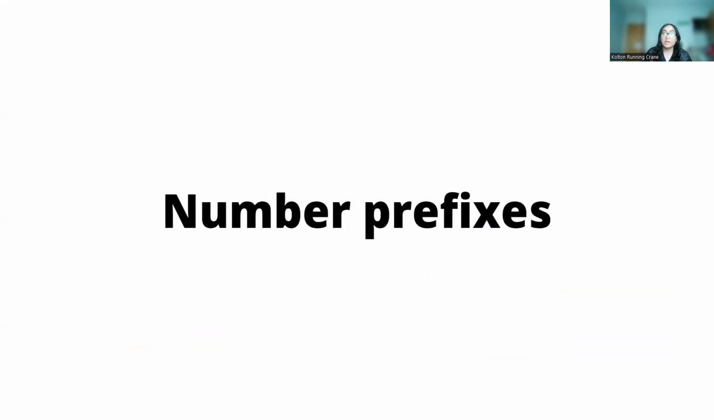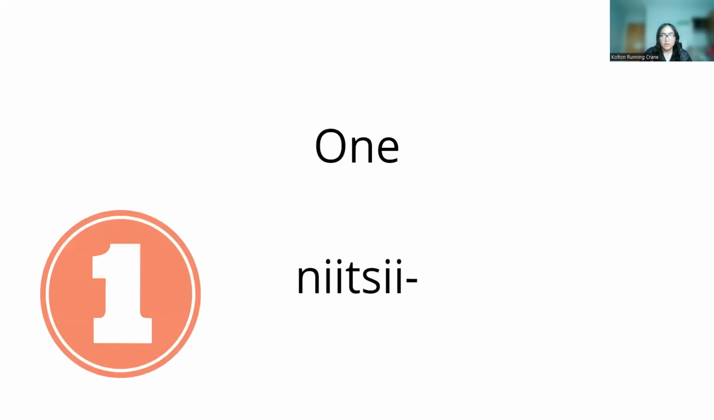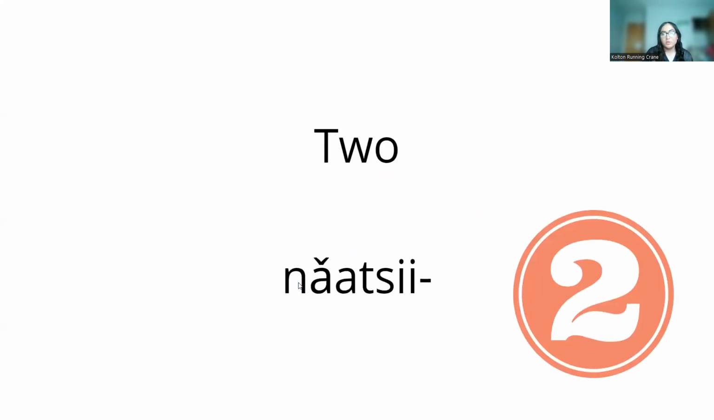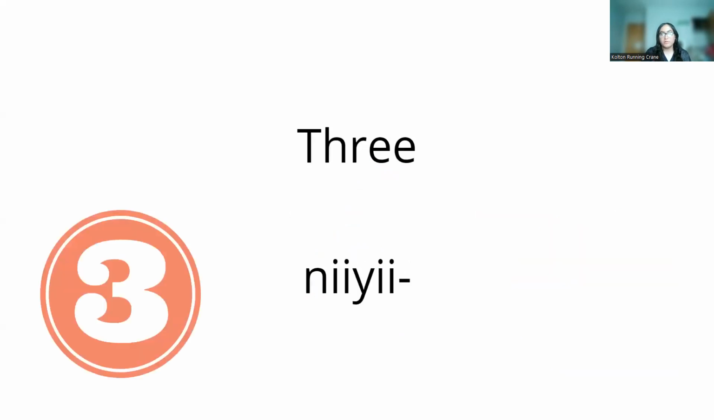But let's first look at the number prefixes. And they're pretty similar. You just basically take the first part of the word. For instance, 1, nitsi, it comes from nitukska. So you could see where it comes from, nitsi. 2, Nazi. 3, Ni.